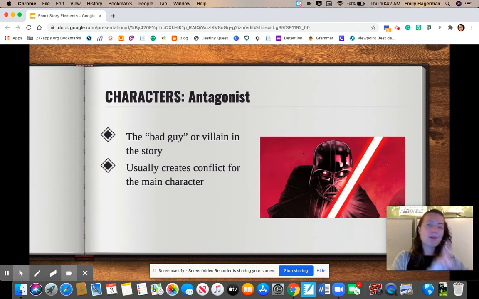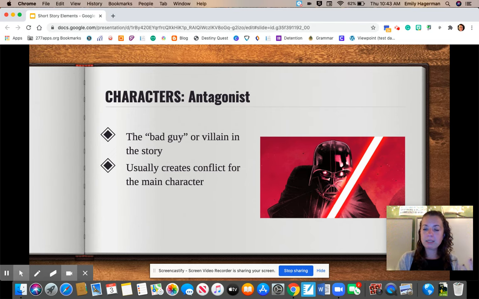The next is just the complete opposite. Antagonist, against, right? They're against the protagonist. Typically the bad guy or the villain in the story. They're the one creating conflict for the main character. Like Darth Vader versus Luke Skywalker. Be careful here because you need to think about what the conflict actually is in the story to know who the antagonist is. It's very easy if it's person versus person. Luke Skywalker versus Darth Vader.